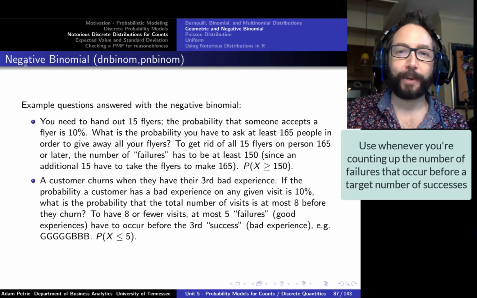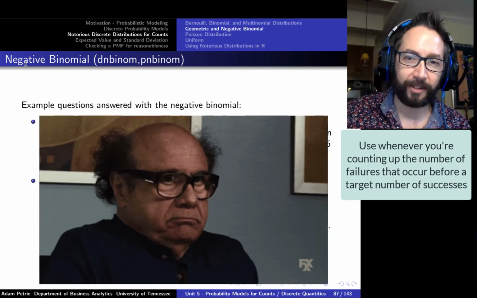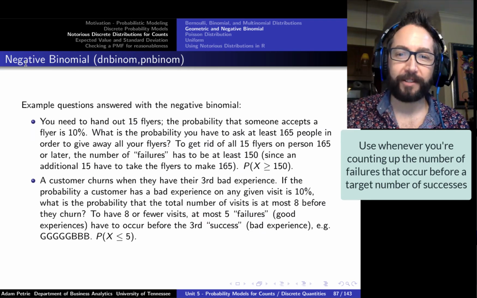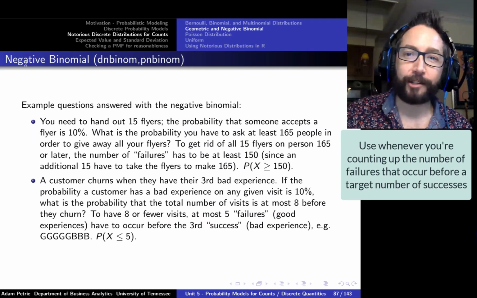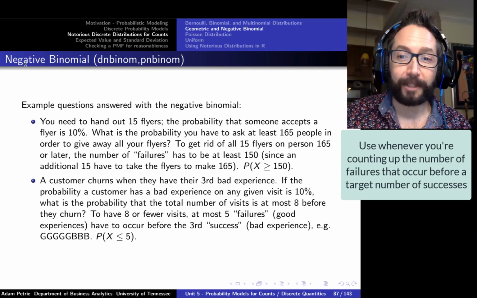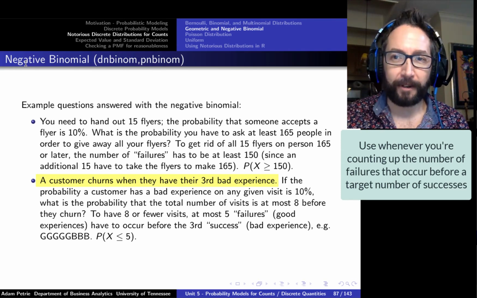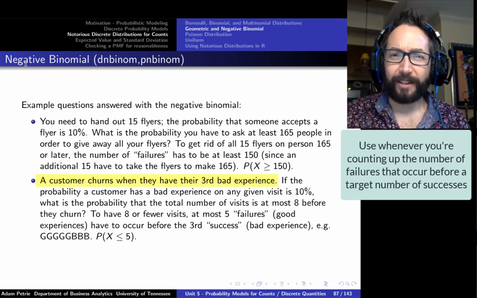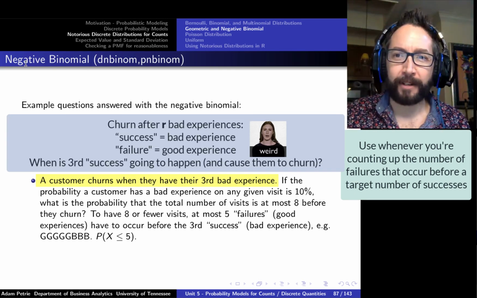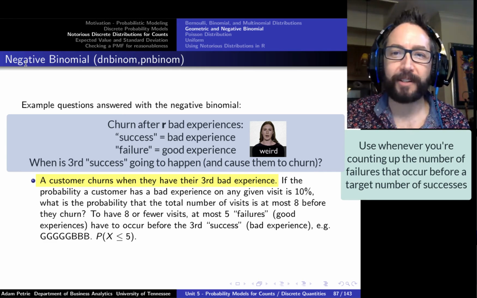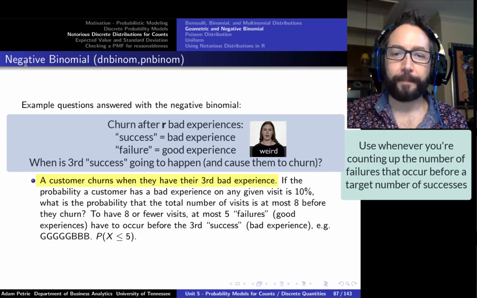So how many people do we have to ask that say, no, I'm not interested, until we pass out those 100 flyers, have those 100 successes? And actually tying this back into churn management, the negative binomial would really be quite useful. So let's imagine that a customer churns when they have their third bad experience. So if we consider a success as a bad experience, this is basically what we're interested in asking. So when is that third success going to happen? When is that third bad experience going to happen that causes them to churn?